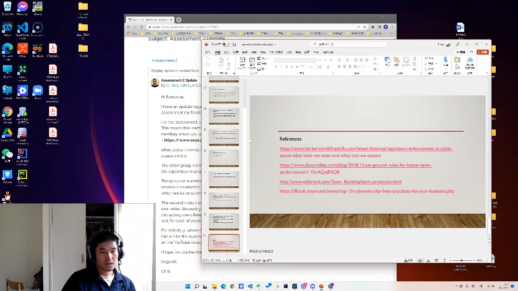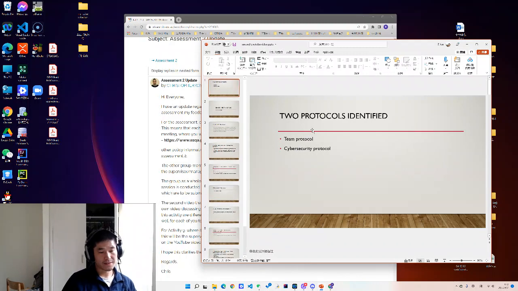Here are the two protocols I identified.